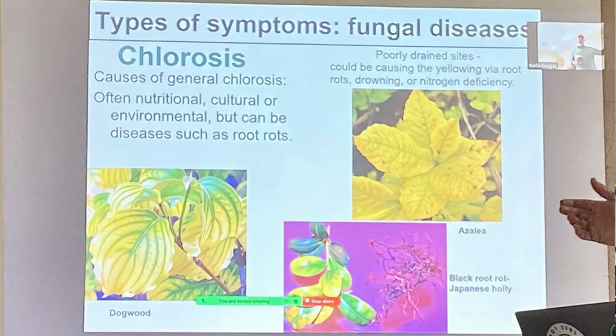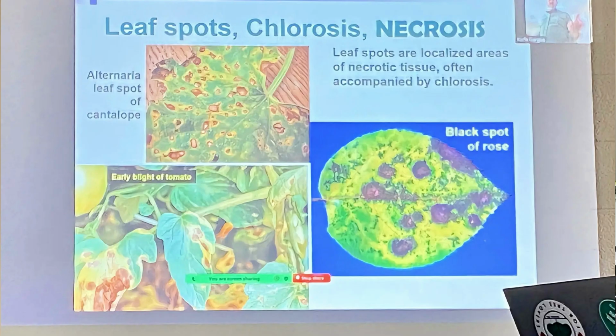And then types of symptoms, fungal diseases. You've heard me talk about chlorosis before. Causes of general chlorosis are often nutritional, cultural, or environmental, but can be diseases such as root rots. Poorly drained sites could be causing the yellowing via root rot, drowning, and nitrogen deficiency. And you treat that with chelated iron. Leaf spots, chlorosis, or necrosis. Leaf spots are localized areas of necrotic tissue, meaning they're dying or dead, often accompanied by chlorosis.